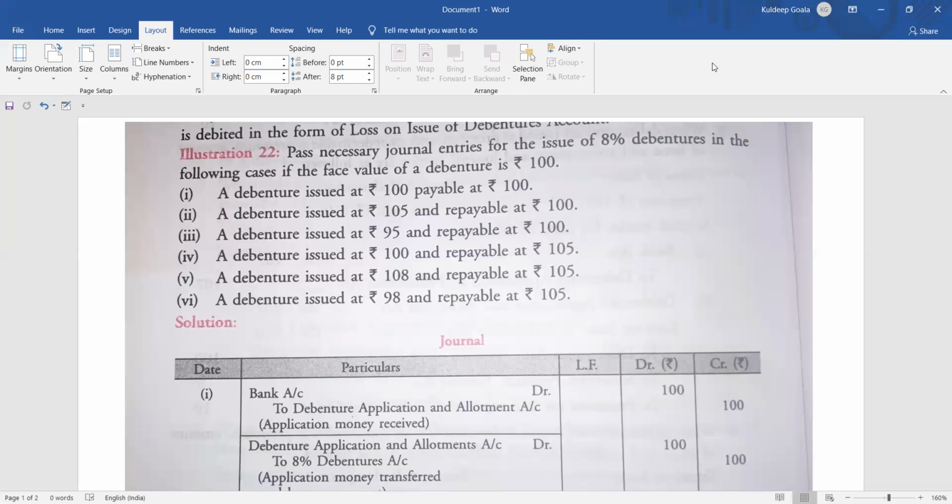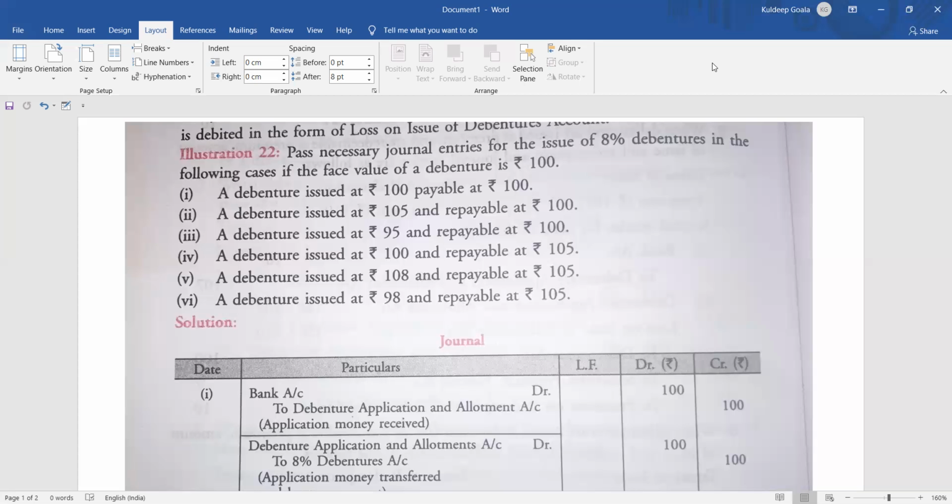Then the next situation can be issued at premium. That means I am issuing at more than the face value. The price is 100 rupees, but I might issue at more than 100 rupees. It can be 101, 102, 103, 104, 105, more than that. That will be called issued at premium. And while returning it back, I am going to repay you at par. Par means 100 rupees, I will return only 100 rupees. Issued at premium, redeemed at par. So this is another condition.